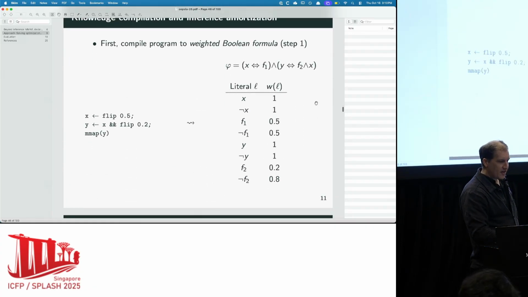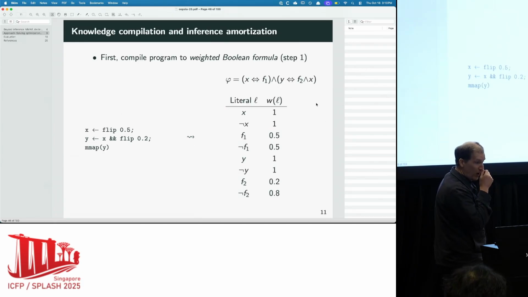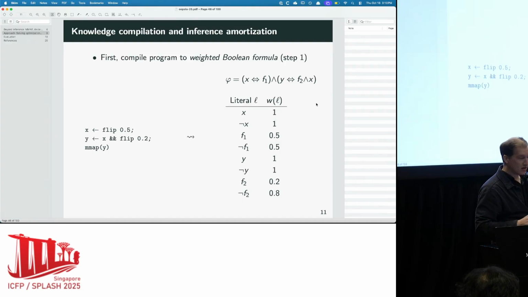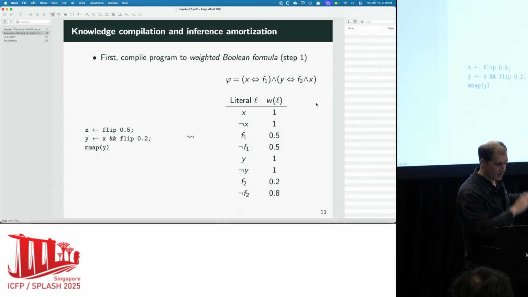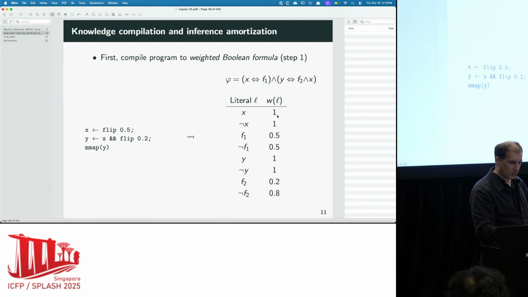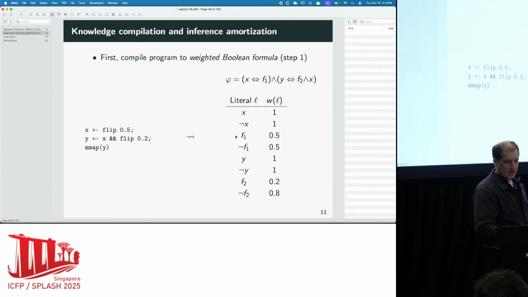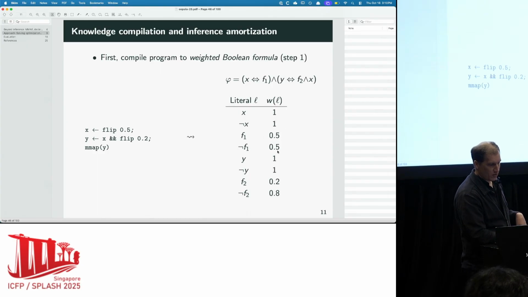And then alongside that formula, we're going to have this weight table, which is going to associate every literal, so every assignment to every Boolean variable, with a weight. So that's a number, and that weight is what's going to change to be a semiring in the paper. We generalize that weight to be semirings. Here, we're just going to do real numbers. So you can see x is 1 and not x is 1, so it's not really contributing anything to the weight. And then f1 is 0.5 and not f1 is 0.5.